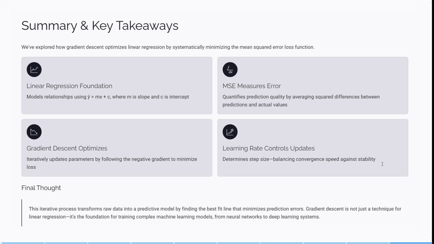And remember, gradient descent isn't just for linear regression, it's the engine behind neural networks, deep learning, and most modern AI systems.